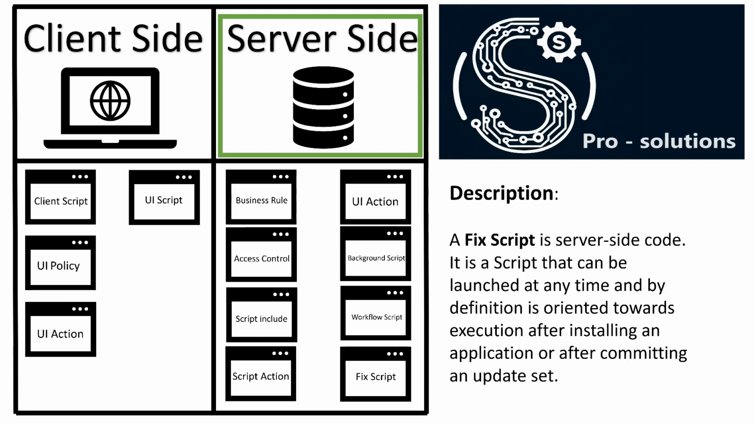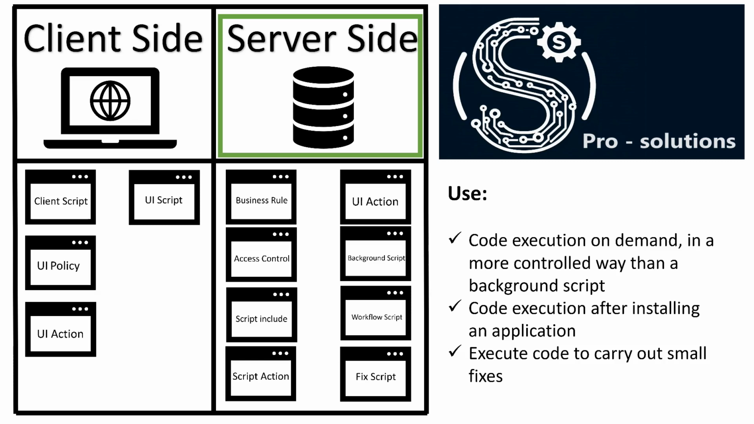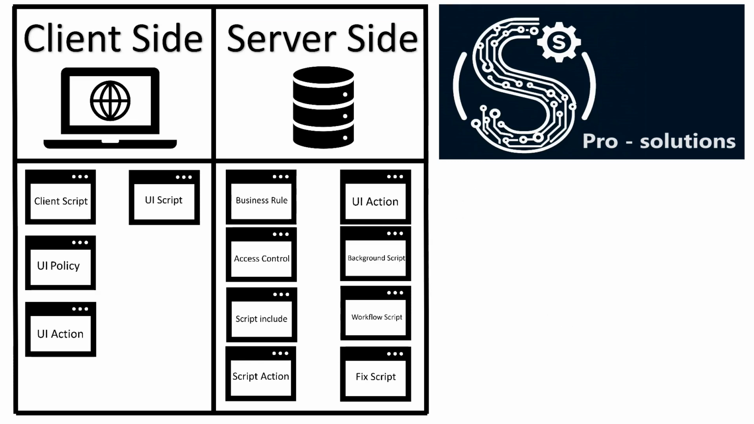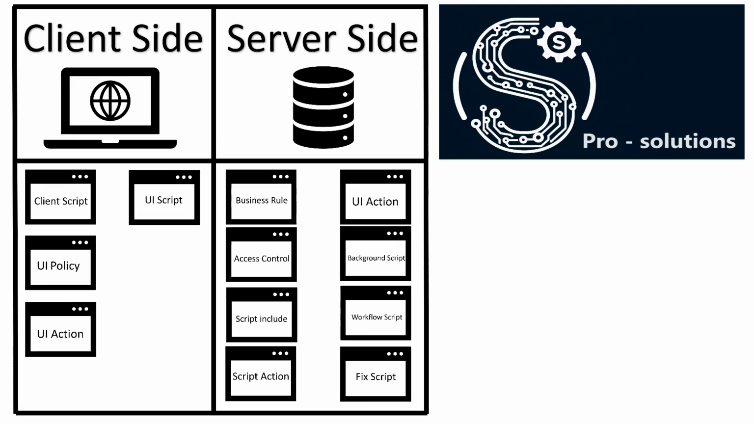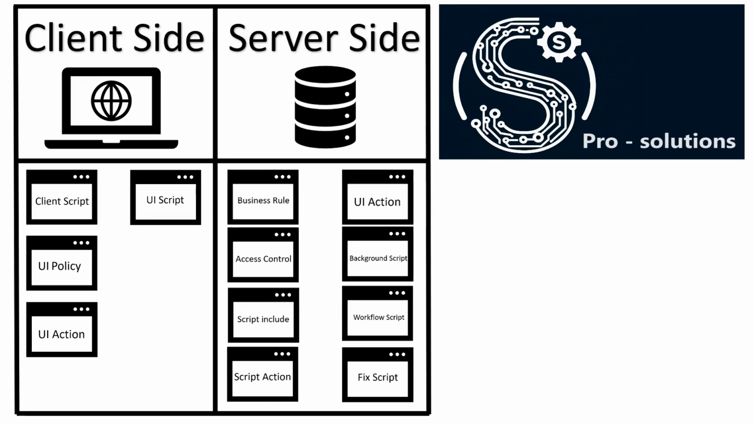The main uses of fix scripts are the following: code execution on demand, in a more controlled way than a background script. Code execution after installing an application. Execute code to carry out small fixes. And this is how the classification of objects within ServiceNow would finally look like. I recommend that you save this table to be clear about where each object is executed, since it can be very useful in the future.